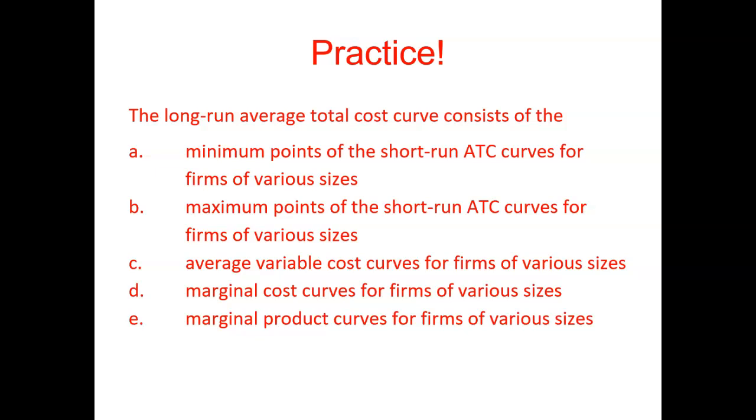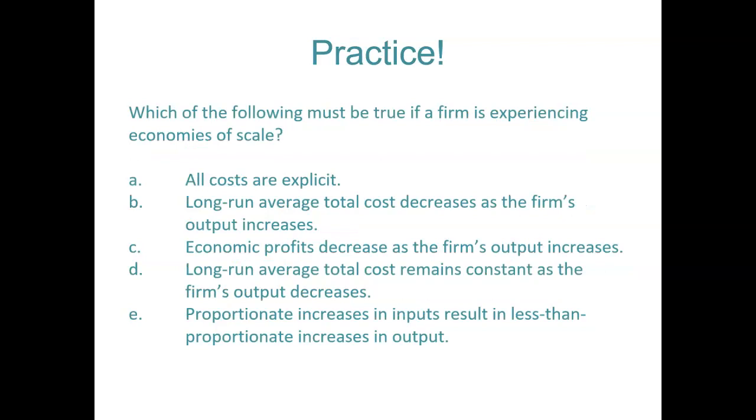The long run average total cost curve is comprised of short run average total cost curves. Never anything else, not variable cost, not fixed cost, not marginal cost. It is always going to be minimum points of short run ATCs, and it could be any number of short run ATCs. Minimum points enables us then to create a smooth long run ATC curve.